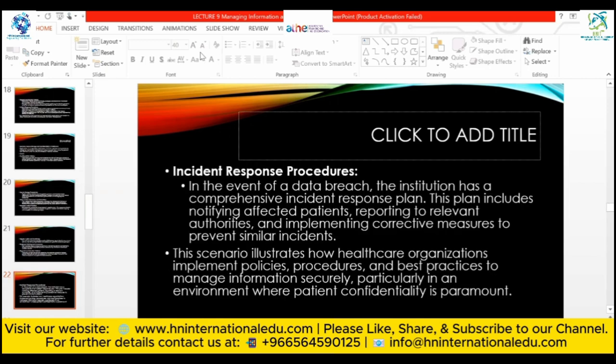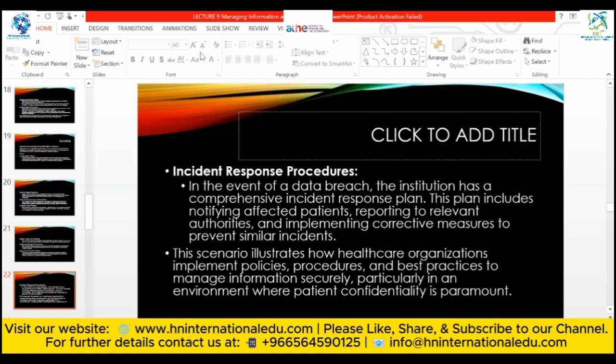In the event of a data breach, for example, if it gets out, the institution has a comprehensive incident response plan. This plan includes notifying affected patients, reporting to the relevant authorities, and implementing corrective measures to prevent similar incidents. That is, if anything happens like this, your information is out to some person, a fake person, definitely, then they can contact you.